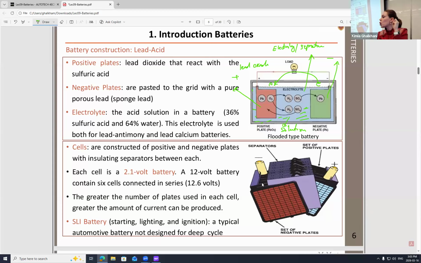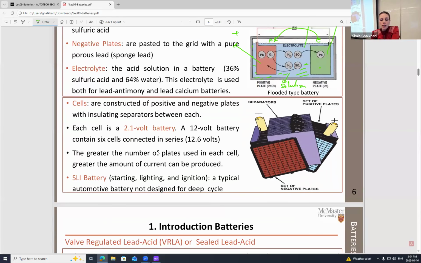It can absorb them and it eases the process of charge and discharge. That's why we say the negative is a porous, or spongy, format of lead. But not the positive. Just the negative has such characteristics. Another term that I'm going to introduce is the SLI battery.